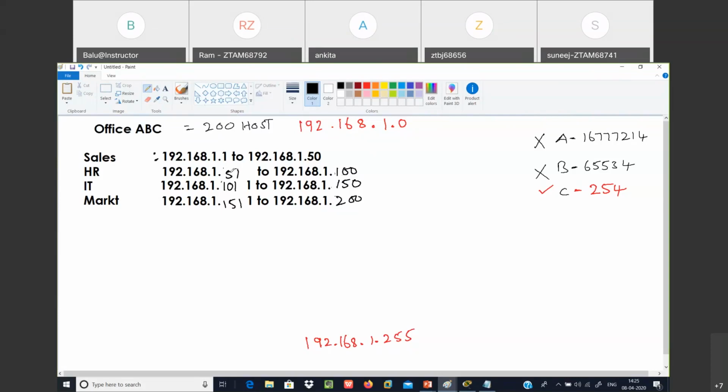Right. So this is what I have assigned for all departments. Out of 254, 200 IPs are being used. So how many IPs are still left here? 54. Okay, no problem at all.